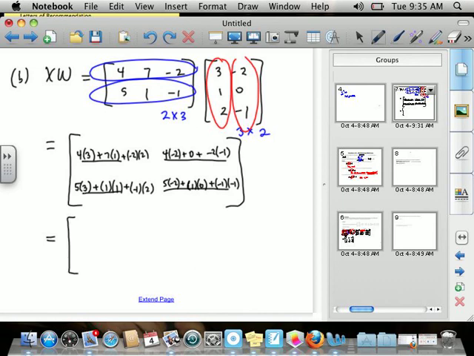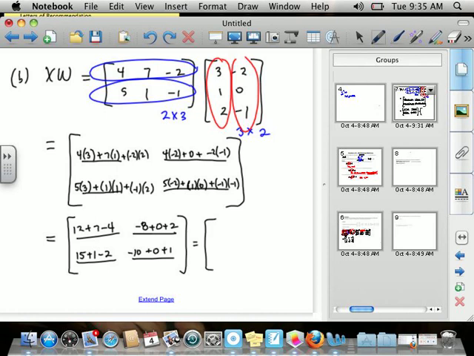Okay, it's going to take some computing. So I have 12 plus 7, I'll write the intermediate step, minus 4, that's the first one. I'm going to have negative 8 plus 0 plus 2. I'm going to have 15 plus 1 minus 2. And I'm going to have negative 10 plus 0 plus 1. So I have 19 minus 4, so 15. Negative 6, 14, negative 9. Did you guys get that?